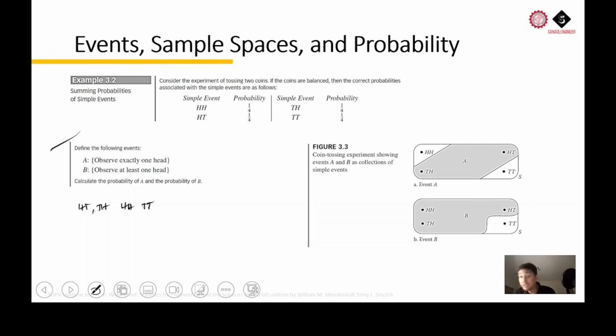Second, event B is defined as observation of at least one head. So if this is event A, because exactly one head, then observe at least one head, you could have more than one head, and that includes this one. So this is event B. Okay. So figure 3.3 shows the Venn diagrams visualizing the events A and B. So they are just the same as what I have drawn.